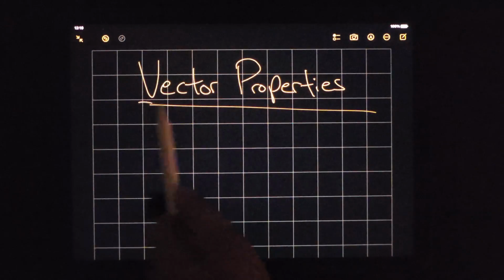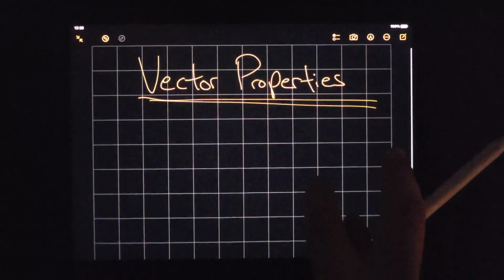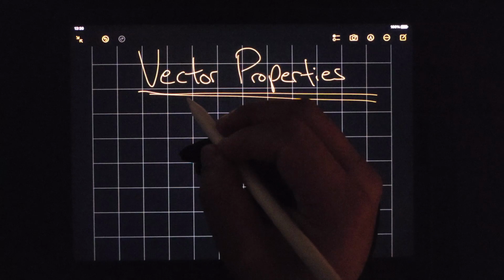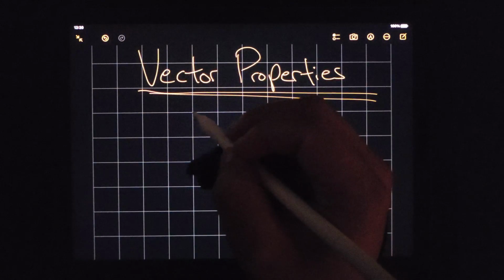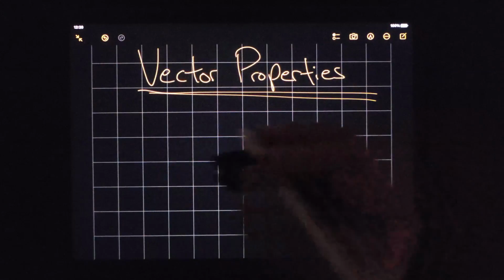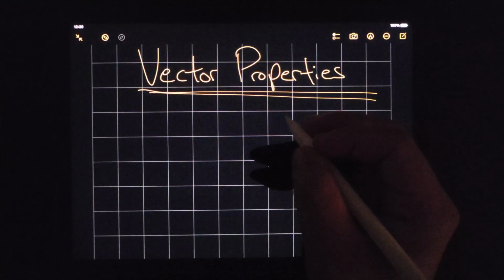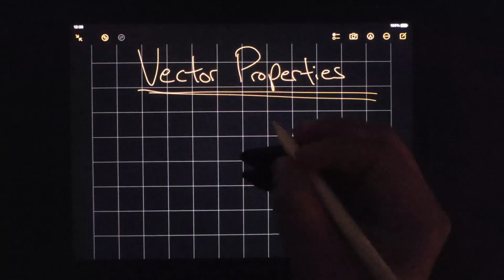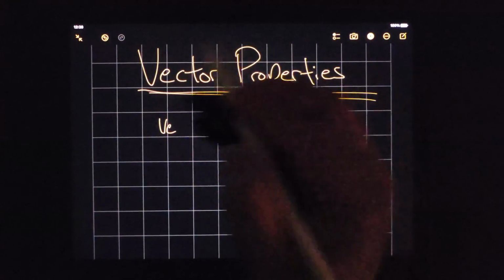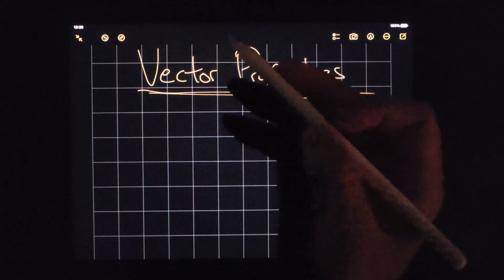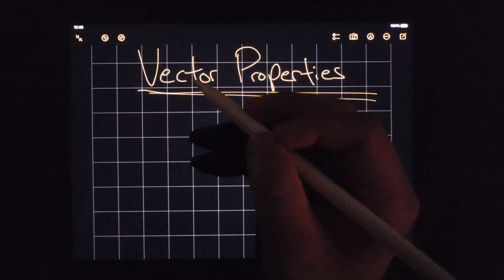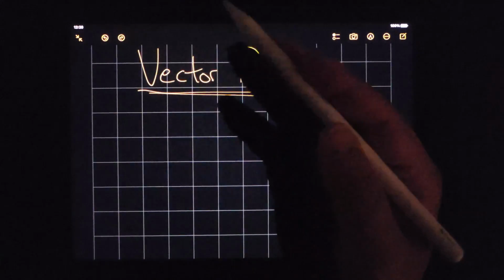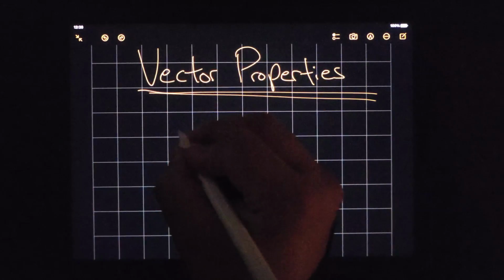Okay, so in this video we're going to tackle vector properties. So we're going to go over a few rules and laws that will be used in calculus when we are dealing with vectors. More specifically, when we're dealing with vectors algebraically, or when we want to simplify algebraic expressions, when we want to add or multiply vectors. So let's write down some rules.